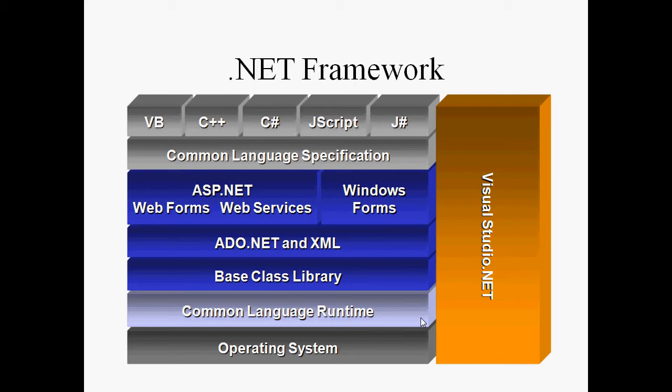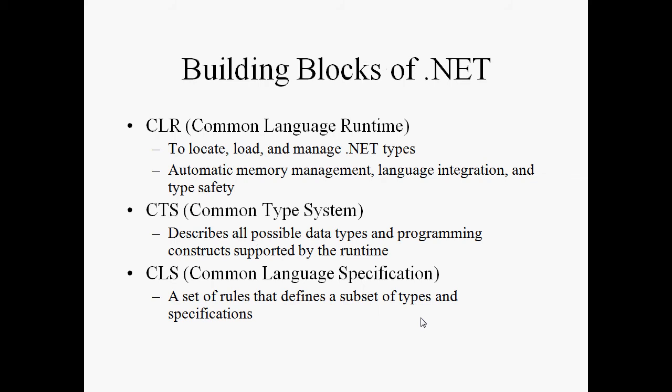And on top of that, you can see the common language specification. So if you want to write a program in any language, .NET will support it. For that, the compiler has to be designed for the common language runtime, and the common language specification specifies the rules. Those rules will be used by the different programming languages in order to host the information into the common language runtime. And these are the basic building blocks of .NET here.